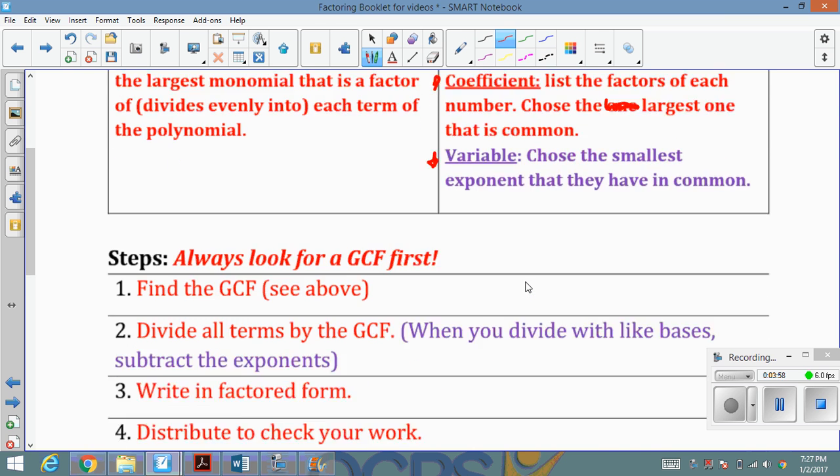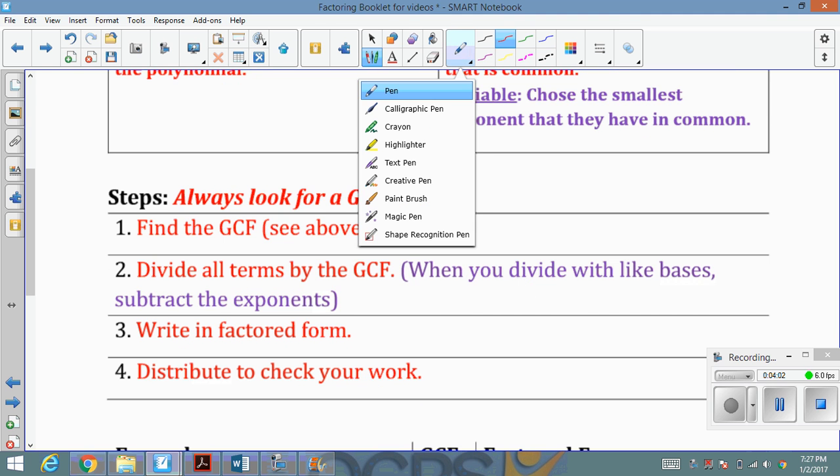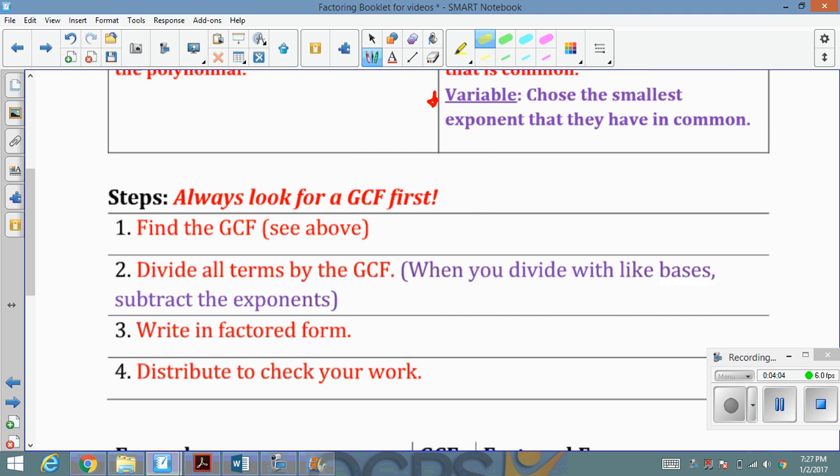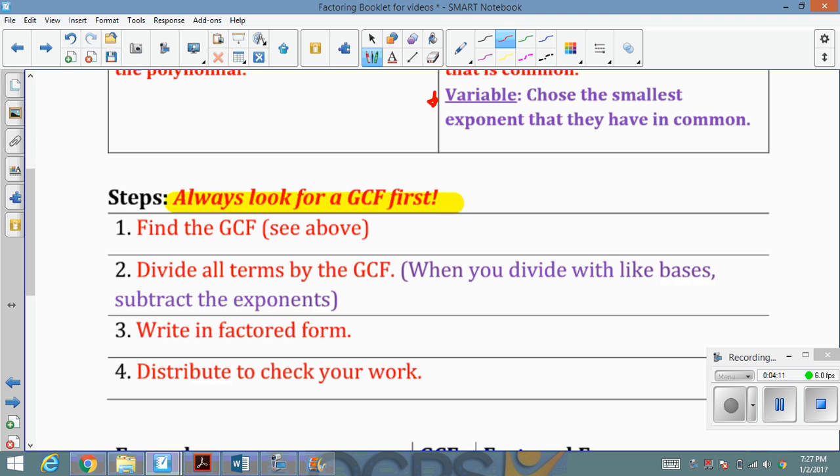Now, our steps, and let's actually start by talking about when do we use this method. That's always important for us. You are always going to look for your greatest common factor first. So as we learn each new factoring method, we're going to talk about when do we use this. In this case, always. Always check for the greatest common factor first.